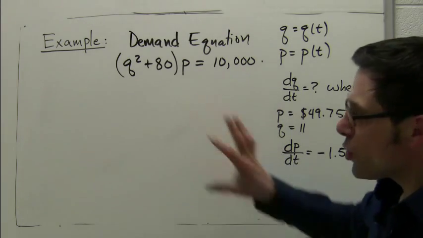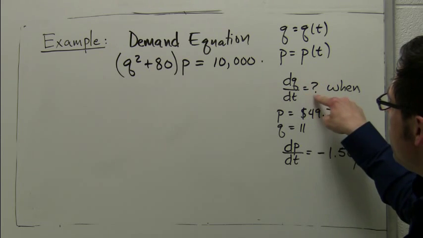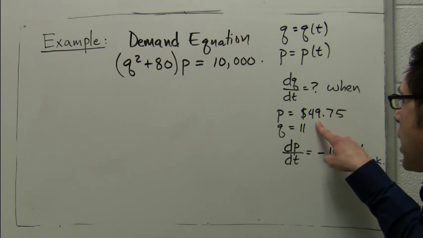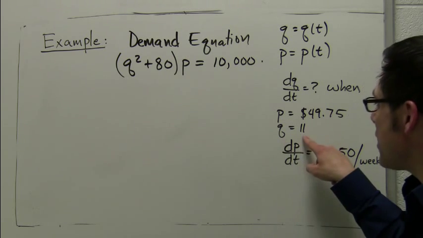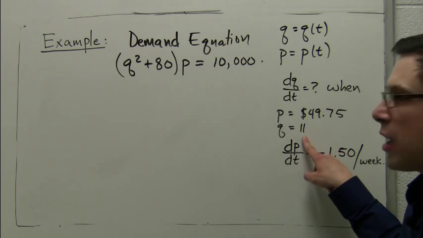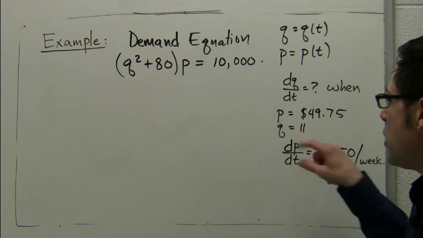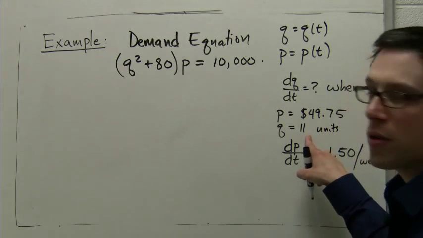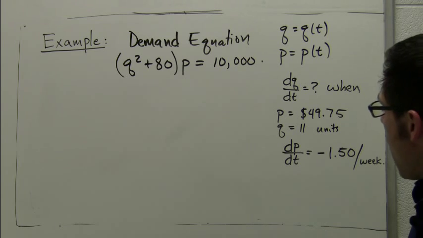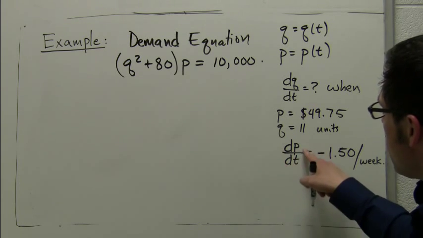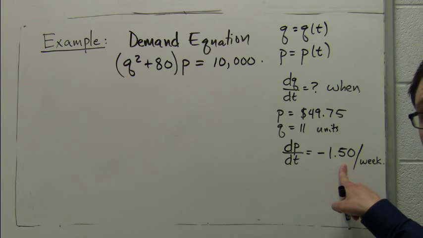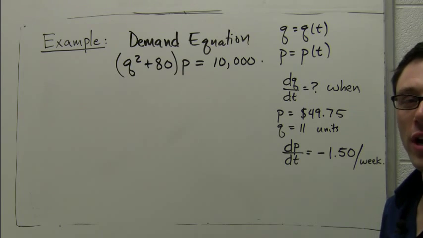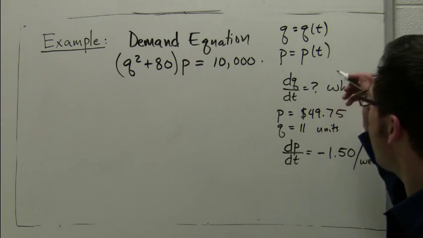And what the question was really asking is, what is dQ/dt when I know that P is $49.75, so each chip is priced at $49.75 a piece, and when demand is 11,000 units per month. Okay, so when P is $49.75 and Q is 11, 11,000 units. Okay, but this is in thousands. We'll change that at the end. And when that price is changing, it's decreasing at a rate of $1.50 per week. So again, dP/dt is negative 1.50, right? So a negative $1.50.